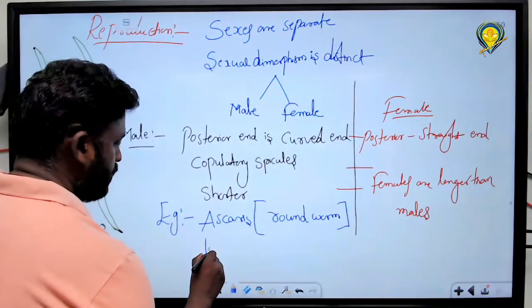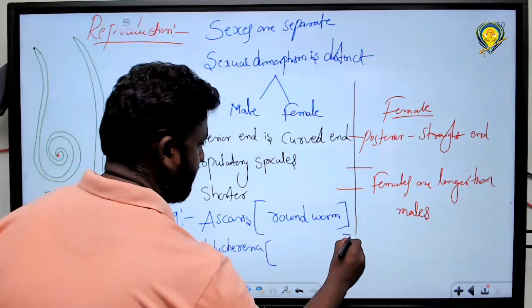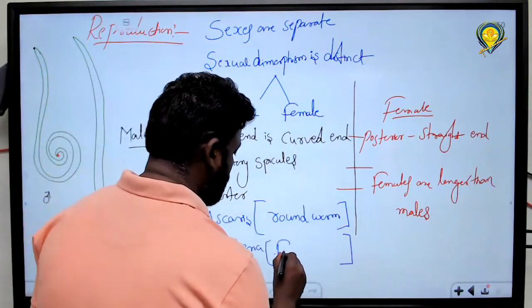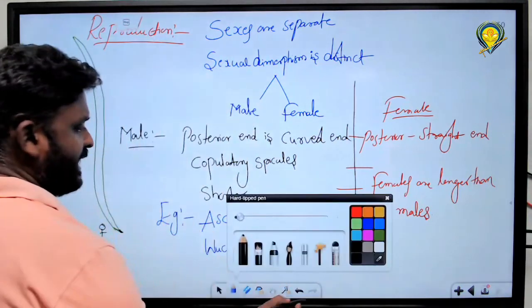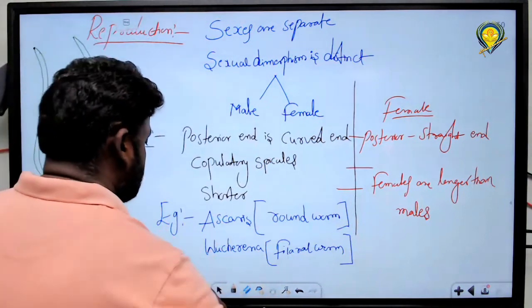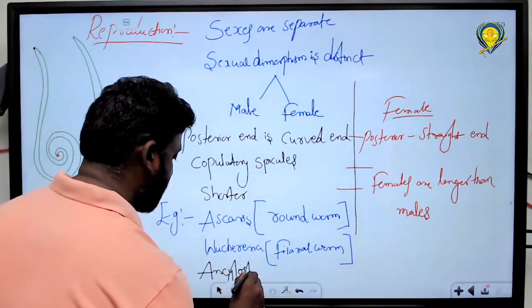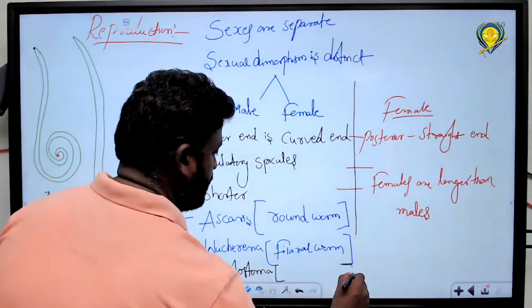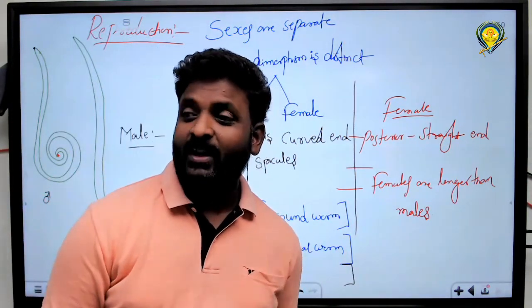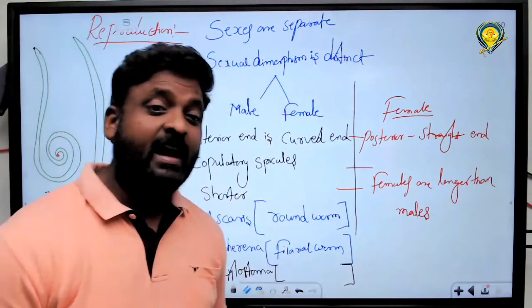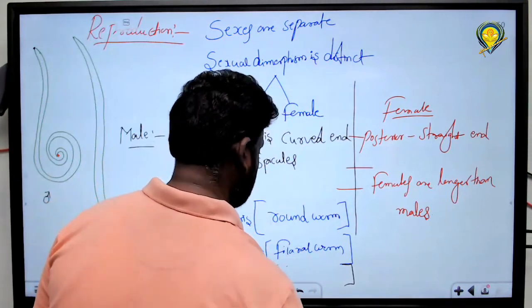Next one, Wuchereria. Wuchereria means filarial worm, right or no? Elephantiasis is the cause, right? Next one, last one: Ancylostoma duodenale, right? You know why it is called duodenale? Because it is present at the location of the duodenum, the first part of the small intestine. Ancylostoma is pinworm or hookworm? Hookworm, yes.